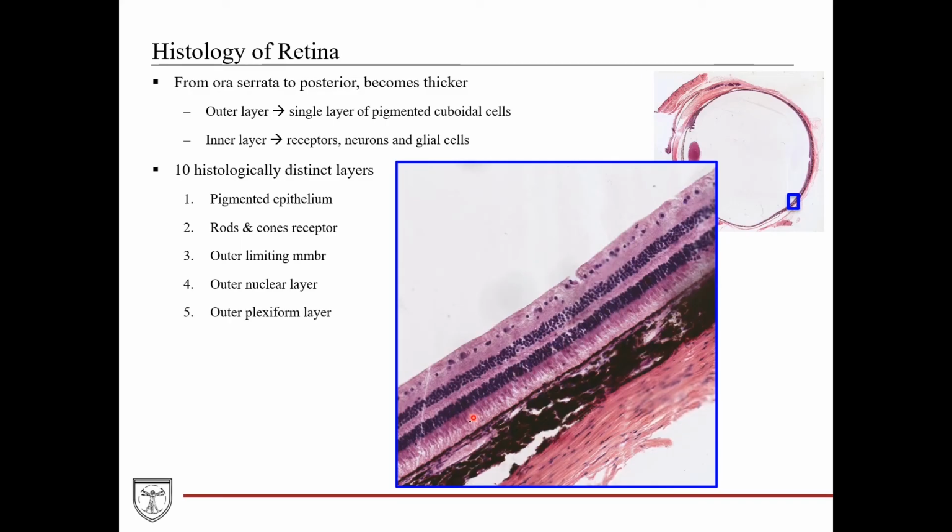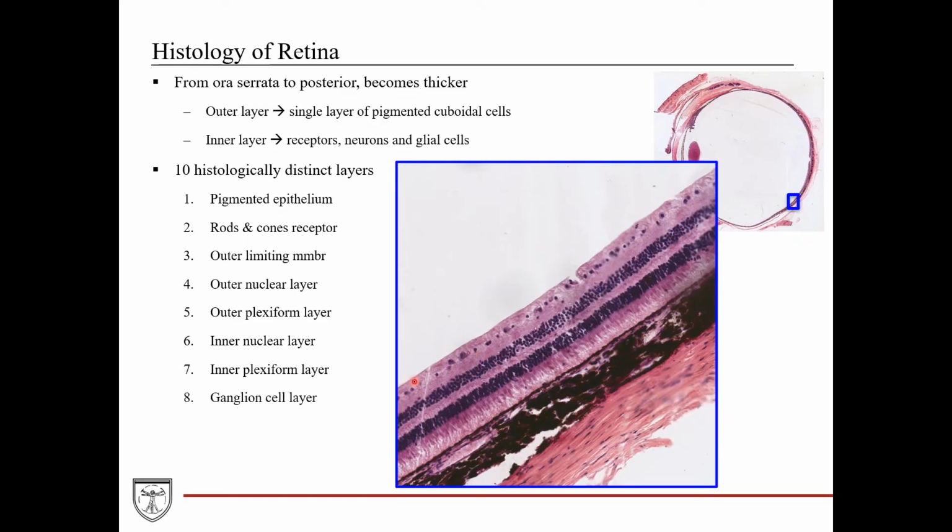Next layer in is the anucleate layer of the outer plexiform layer, the synapse between the rods and cones and the bipolar cells. The inner nuclear layer makes up the 6th layer of the retina, and these nuclei belong to the bipolar neurons as well as those of the glial cells, such as the Mueller cells. Next layer in, another anucleate layer of synapse between the bipolar cells and the ganglion cells. So this is the inner plexiform layer right here.